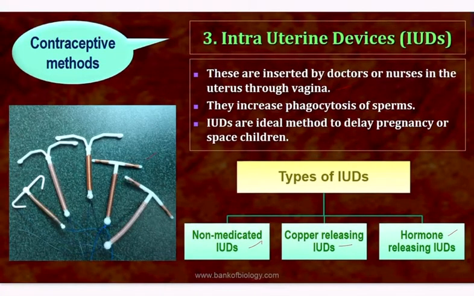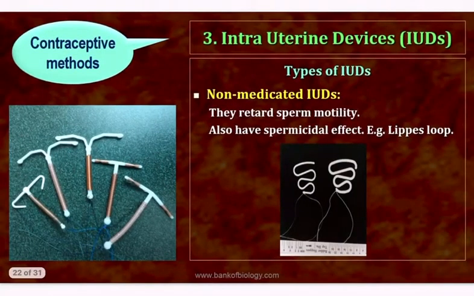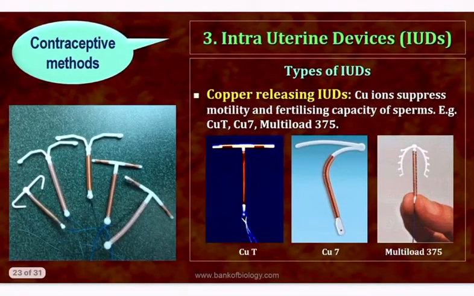They increase phagocytosis of the sperms, they kill the sperms. IUDs are an ideal method to delay pregnancy or space children. The types of IUD are non-medicated, copper releasing and hormone releasing IUDs. Here you can see this copper T-shaped one. Non-medicated IUDs retard sperm motility. They will make the sperms lazy. They also have a spermicidal effect, like the Lippes loop, as you are seeing here.